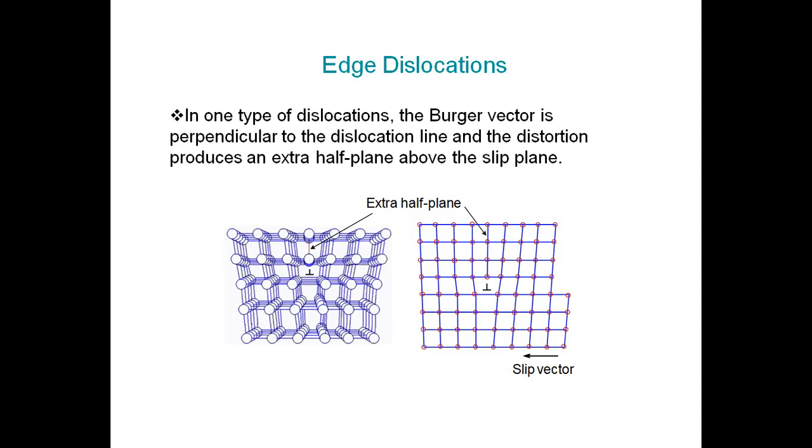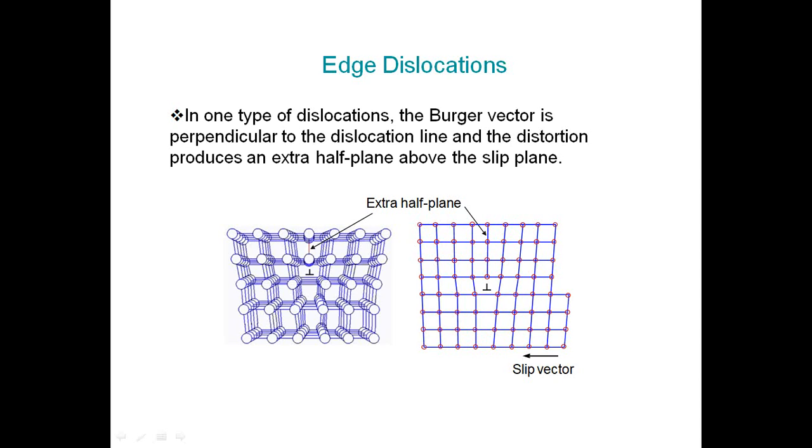In this type of dislocation, the Burgers vector is perpendicular to the dislocation line, and the distortion produces an extra plane above the slip plane. So in this edge dislocation, the Burgers vector is always perpendicular to the dislocation line, and due to the distortion, it produces an extra plane of atoms above the slip plane. So here, these are the extra plane of atoms, produced due to the distortion. This is normally indicated with the reverse T symbol.